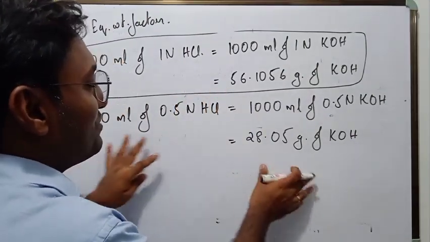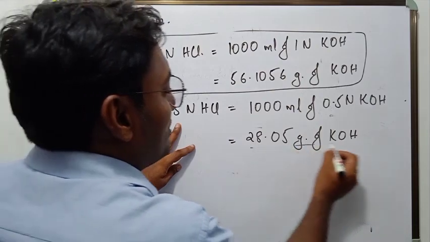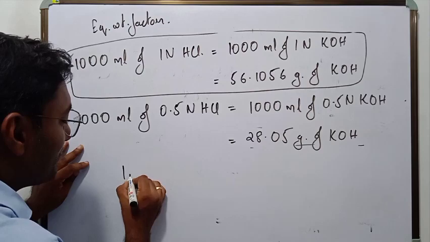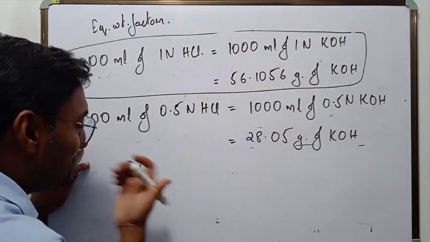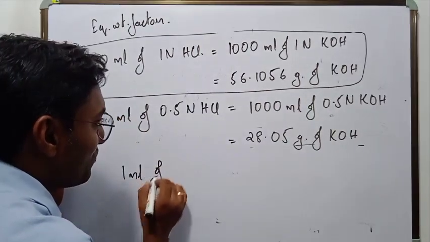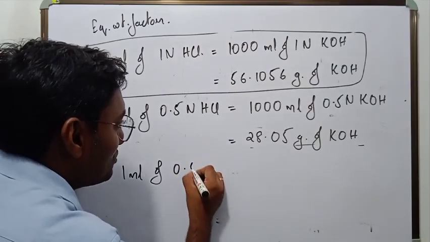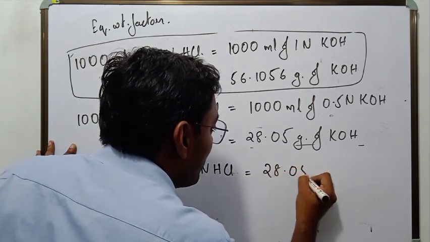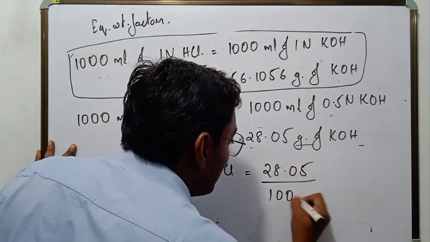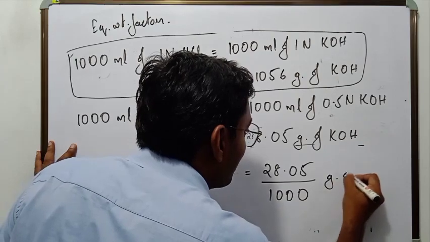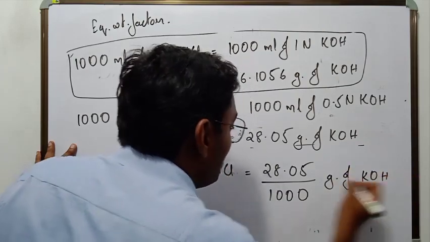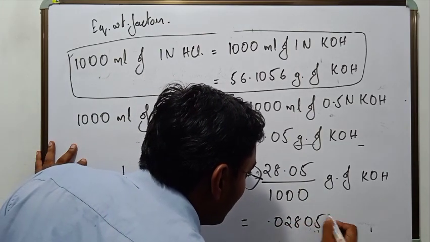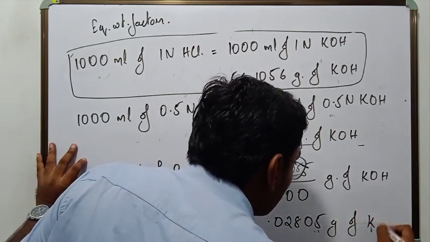So that is equal to 28.05 gram KOH. Now we need to know for 1 ml, correct? Because 1000 ml no one will use in a burette. We need to know for 1 ml. So 1 ml of 0.5 normal HCl is equal to 28.05 divided by 1000 gram of KOH. So that will be 0.02805 gram of KOH. Correct?